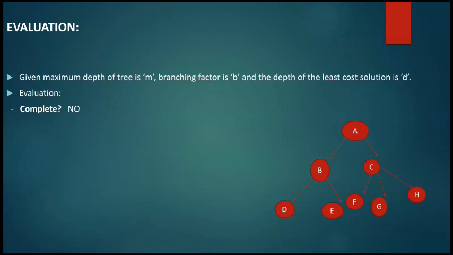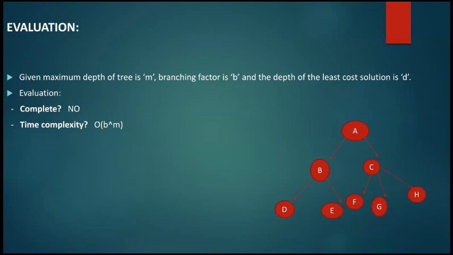And what about the time complexity? Time complexity is order of b to the power m. At any level, b is the maximum branching factor, and here we are going to the greatest depth of the tree, so the maximum depth is m.